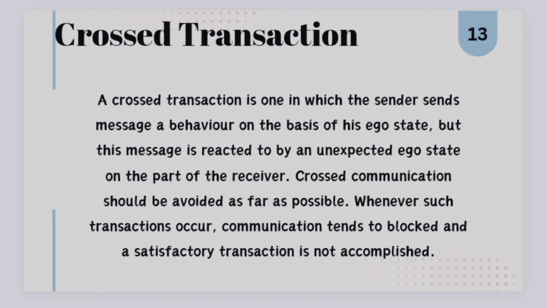Second one is crossed transaction. The crossed transaction is one in which the sender sends a message or behavior on the basis of his ego state, but this message is reacted to by an unexpected ego state on the part of the receiver. Crossed communication should be avoided as far as possible. Whenever such transactions occur, communication tends to block and a satisfactory transaction is not accomplished.